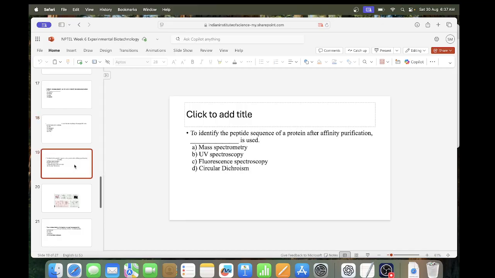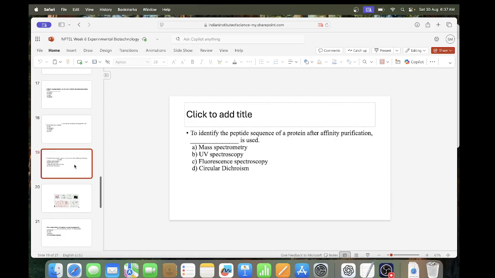The next one is an interesting one. To identify the peptide sequence of a protein after affinity purification, dash is used. Mass spectrometry, UV spectroscopy, fluorescence spectroscopy, and circular dichroism.